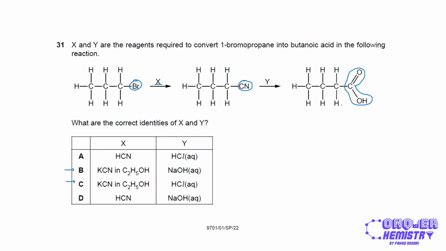And to make sure that it remains CO2H and does not react further with the catalyst, you have to make sure that Y is not an alkali, because otherwise this will react with the carboxylic acid group. So Y has to be an acid, so it does not react with the acidic CO2H. So it's going to be option C.